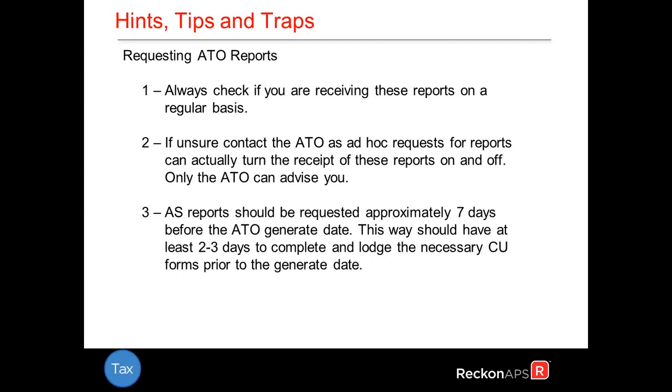The AS reports should be requested approximately 7 days before the ATO generate date. Give it a couple of days from there to receive the data, and that'll give you 5 days in which to go through the report and make sure that you lodge any CU forms for any changes prior to the generate date. That ought to be a process that you consider implementing within the practice. It's a very, very important point: I would much prefer that you keep that activity statement client list up to date as often as you possibly can, rather than doing it on an ad hoc basis.